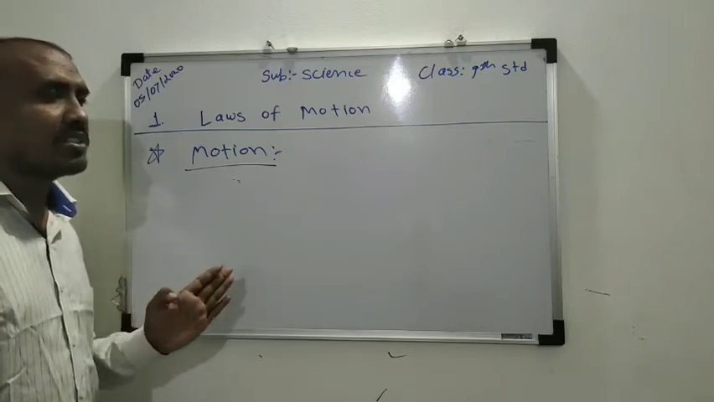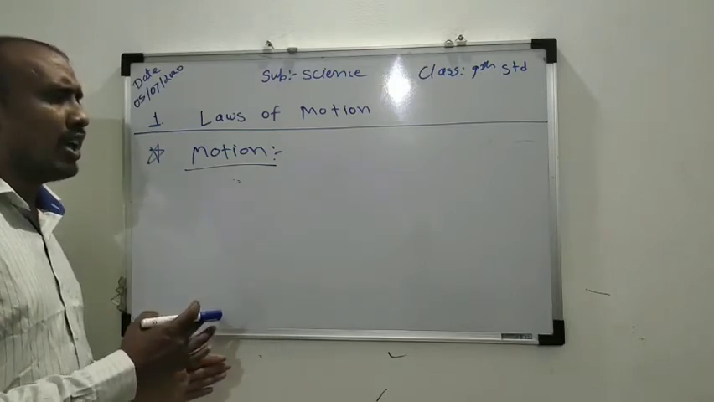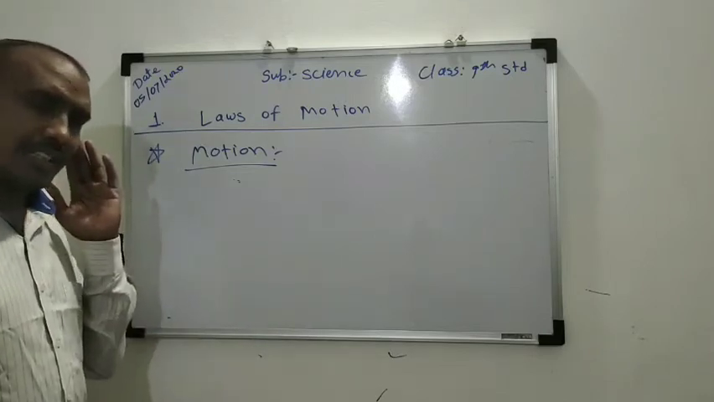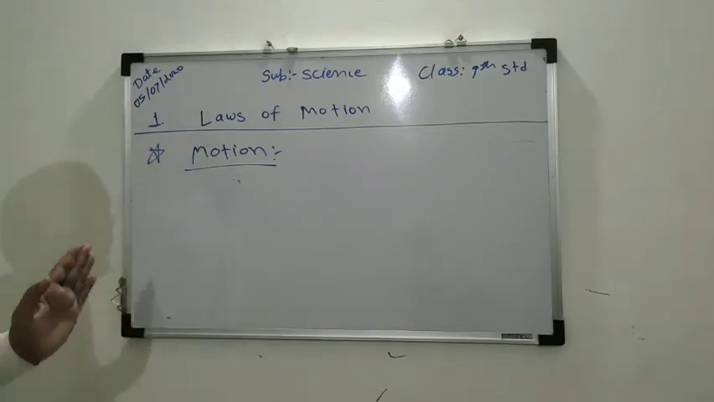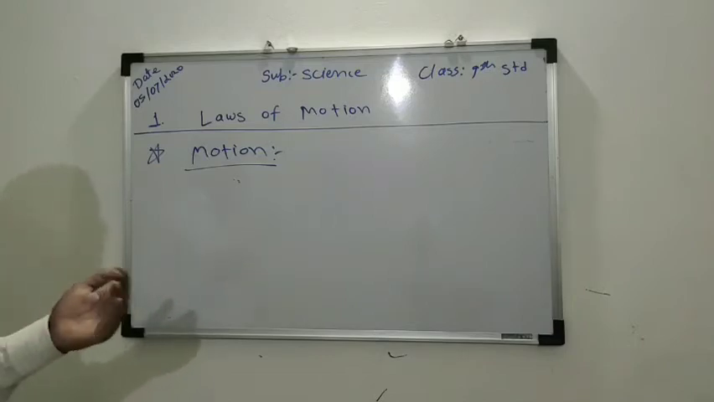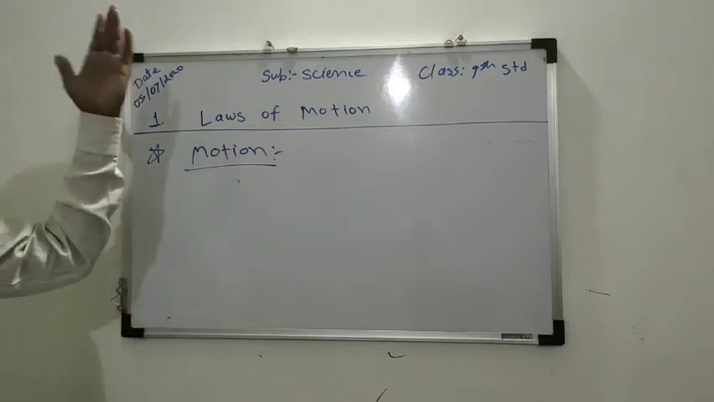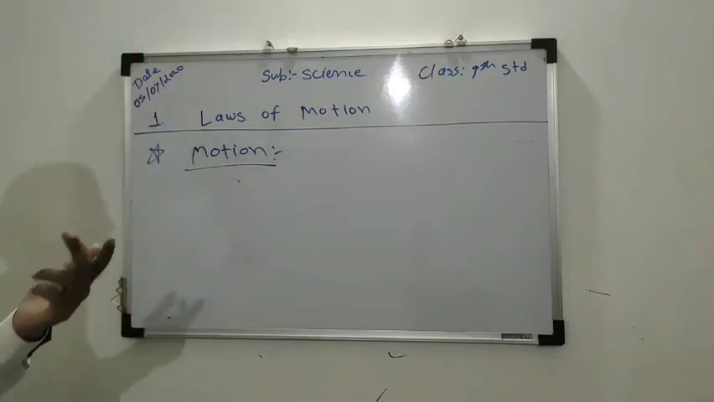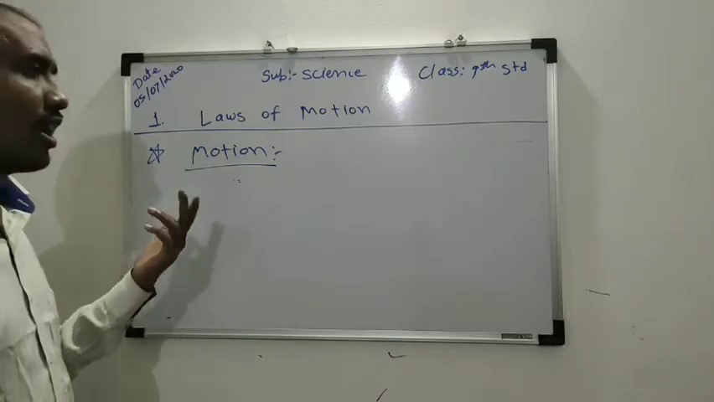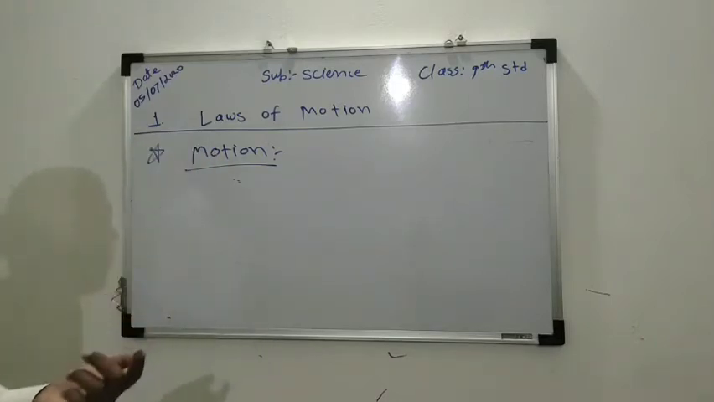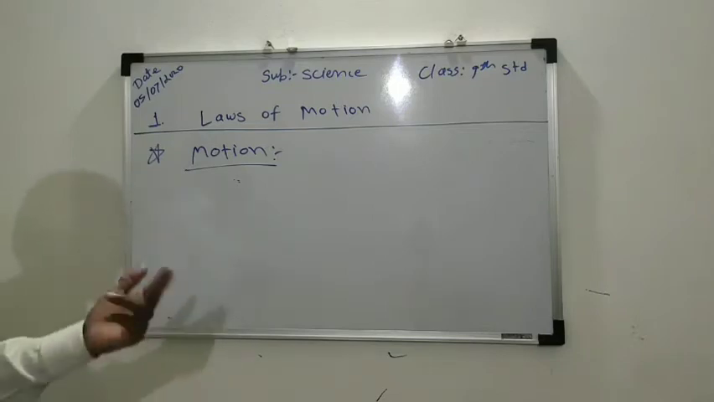Relative concept means what? With respect to another thing, the position will change. Is it correct? Yes, correct. So you are walking from your home to school. You change your position from your home to the school. Your starting position is your house and the final position is your school. Means you are in motion, because you change your position with respect to time.